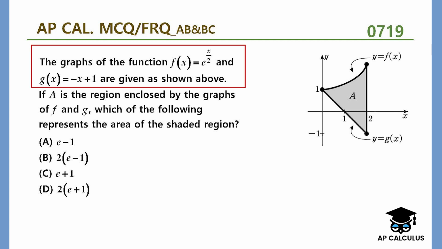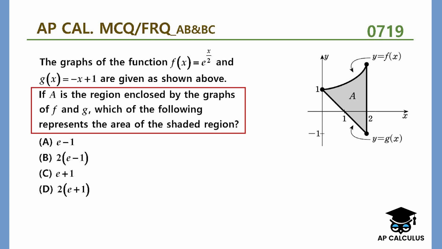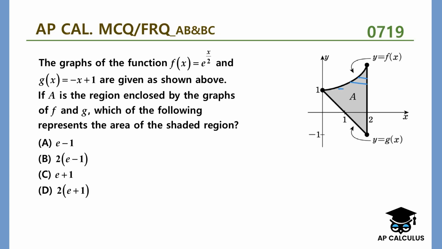Question 719. The graphs of the functions f and g are given as shown above. If A is the region enclosed by the graphs of f and g, which of the following represents the area of the shaded region? The area of the region between two curves is always the definite integral of upper curve minus lower curve, right? So area A is equal to definite integral from 0 to 2, right? So 0 to 2 f of x minus g of x dx.